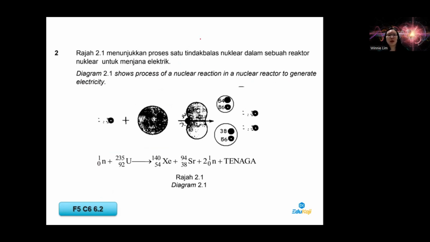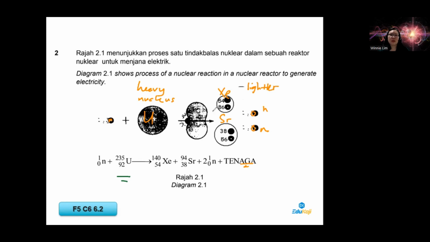If you look at the equation, this is uranium. Uranium is being bombarded by a neutron. Then it becomes very unstable and splits to become xenon and also strontium. At the same time, they also release 2 more neutrons and also energy. So the idea is that an unstable heavy nucleus splits into 2 lighter nuclides.